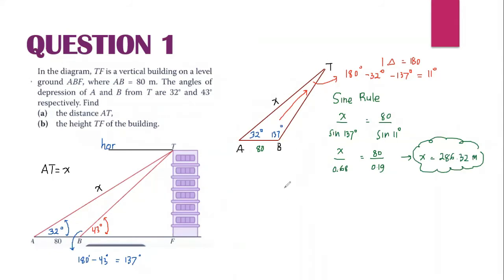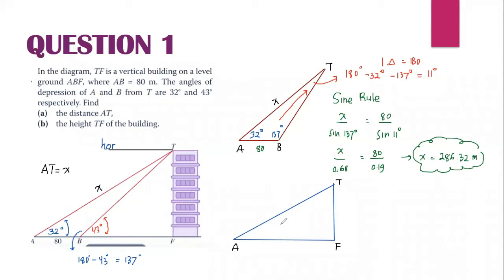Okay, the next question is the height TF of the building. I think we have to construct again the height of the building. Okay, this is the construction, and it is TF, right? And this one is the construction. We can write here this one is A, this one is F, and this one is T.